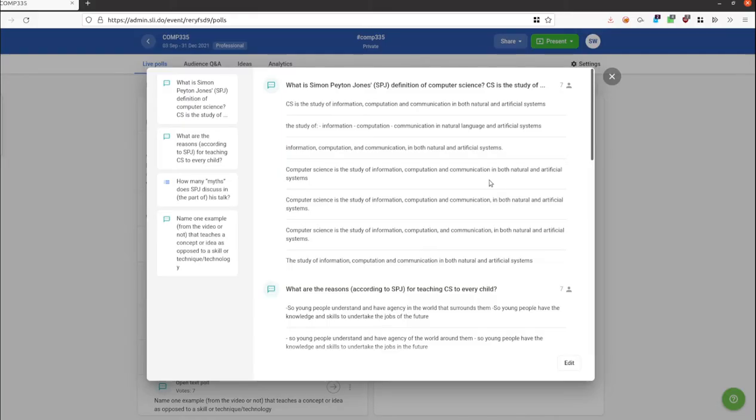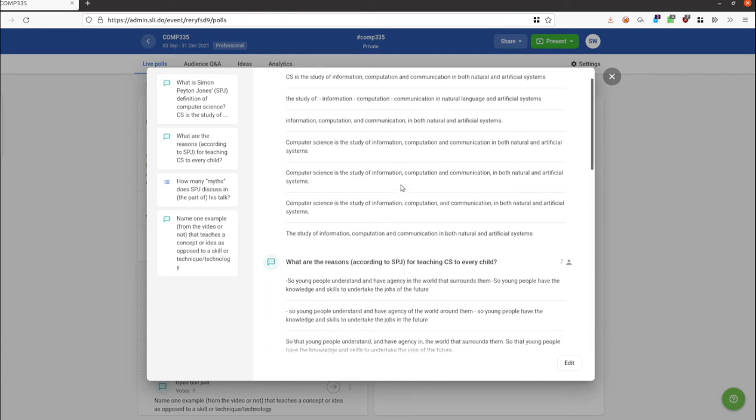The definition of computer science, this was basically just reading from the slides, but just to recap, Simon Peyton-Jones defined computer science as the study of information, computation, and communication in natural and artificial systems. I think it's interesting that he puts information first and tries to explain that first as well. Because if you think about computer science, probably computation or even the devices are more in the foreground, but he puts information first.